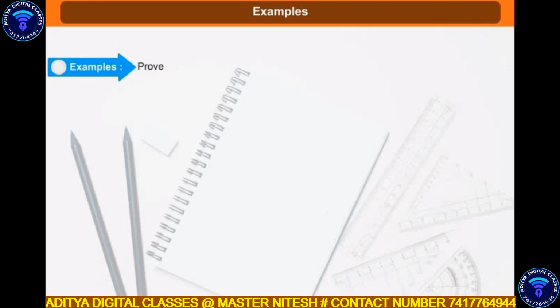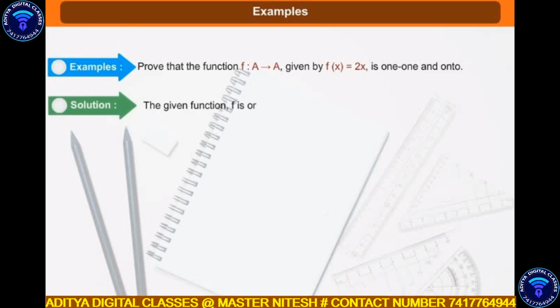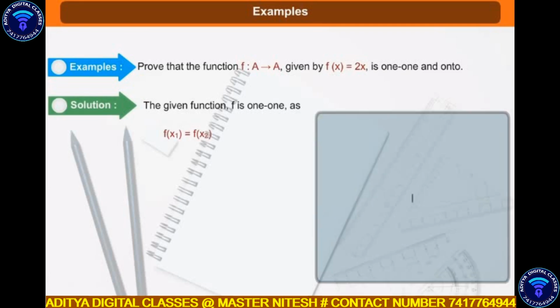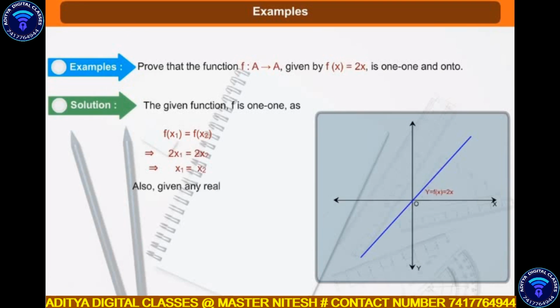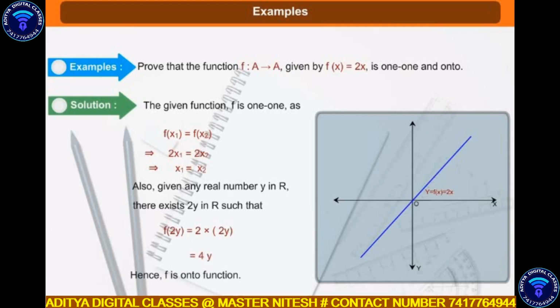Example 2. Prove that the function f: R → R given by f(x) = 2x is one-one and onto. Solution. The given function f is one-one as f(x1) = f(x2) implies 2x1 = 2x2, which implies x1 = x2. Also, given any real number y in R, there exists y/2 in R such that f(y/2) = 2 times y/2 equals y. Hence, f is an onto function.